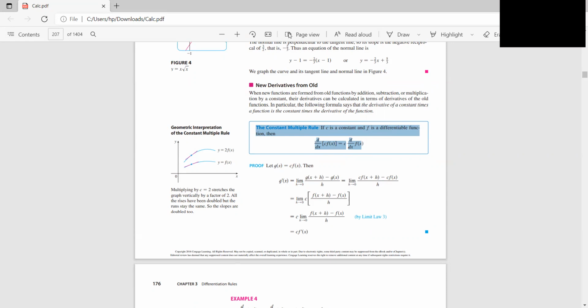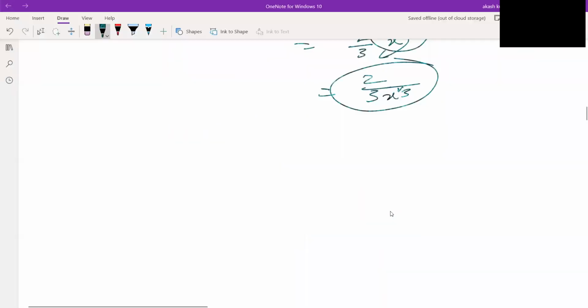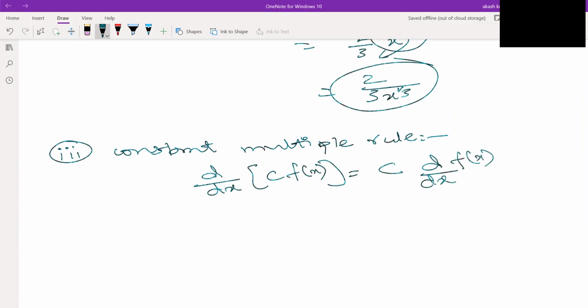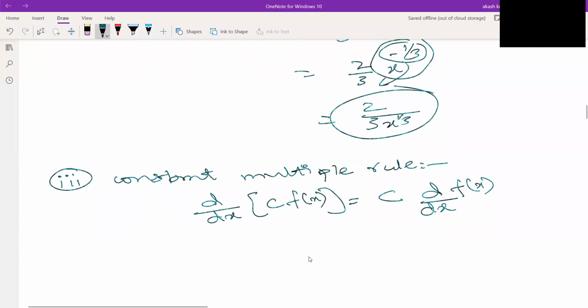Constant multiple rule. Let me just write it down. Third rule is constant multiple rule. It is d over dx of c f of x, taking c outside, it will be c times d over dx of f of x. c is a constant, and f of x can be any function.